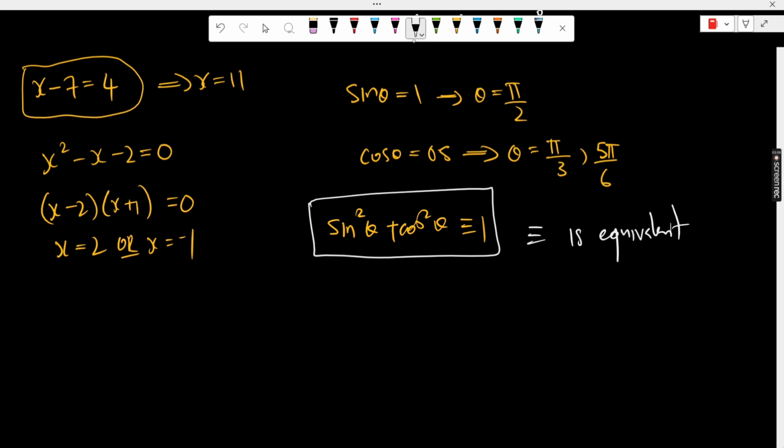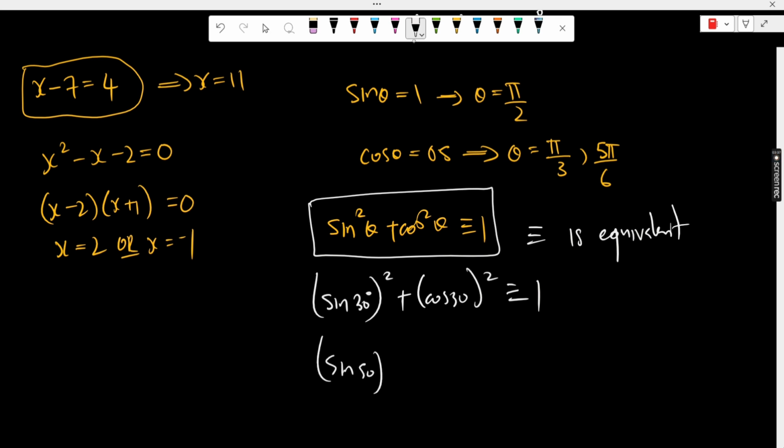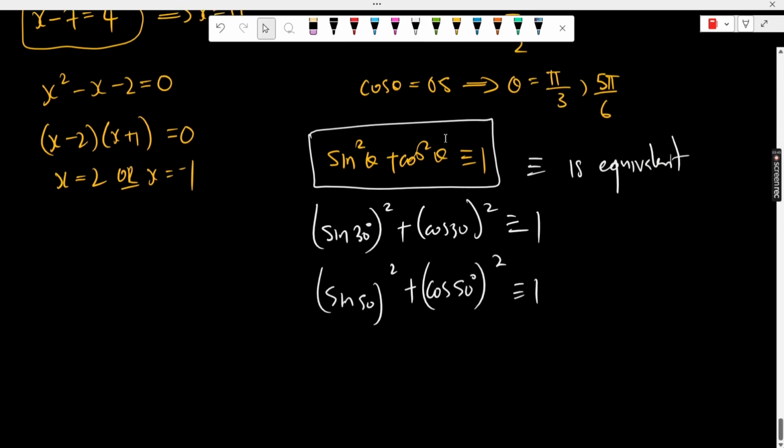If you write down sine squared theta plus cos squared theta is equivalent to 1, for any angle you can think of, when you find the sine of the angle and square it, find the cosine of the angle and square it, and then add those two, the answer is always going to be equal to 1. I could pick an angle at random: sine of 30 degrees squared plus cos of 30 degrees squared will give me 1. Sine of 50 degrees squared plus cos of 50 degrees squared is also going to equal 1, right?